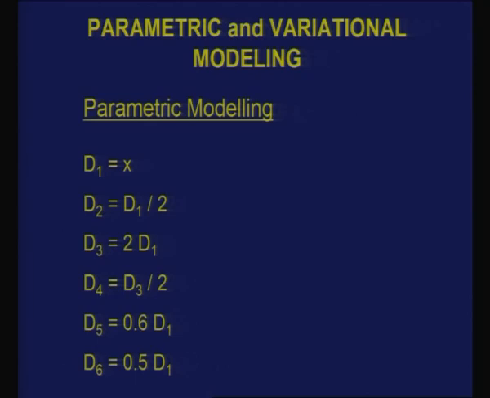Then we also defined the depth of the object, which is the last constraint: the depth is half of the width. Another constraint is that the hole diameter should be 0.6 times the value d1, which is the width. So, these are the constraints written in the form of equations. Now, I can solve these equations, and I know that if I provide just one input, that is x, I can solve for all other values.